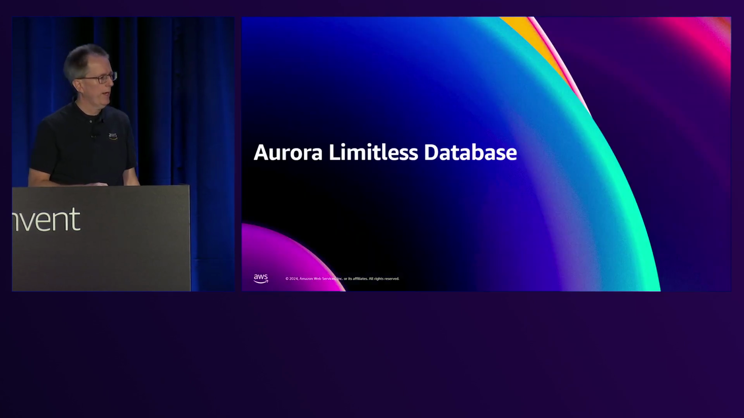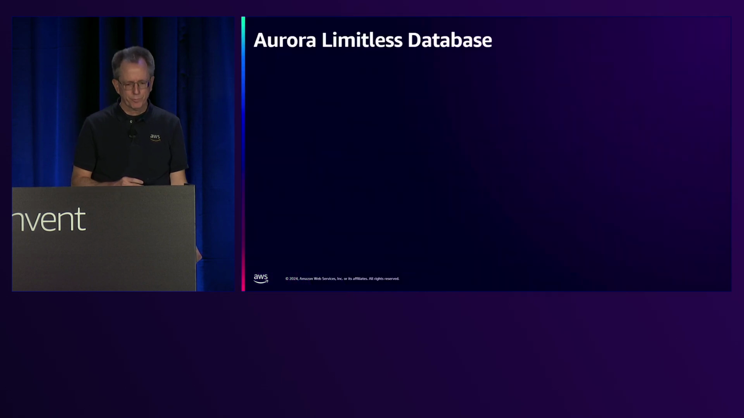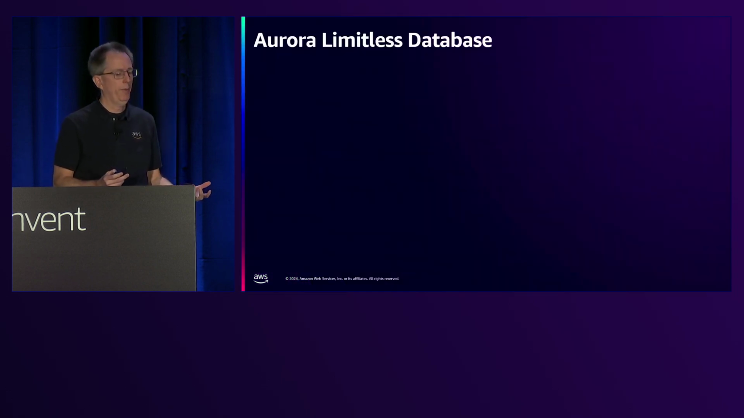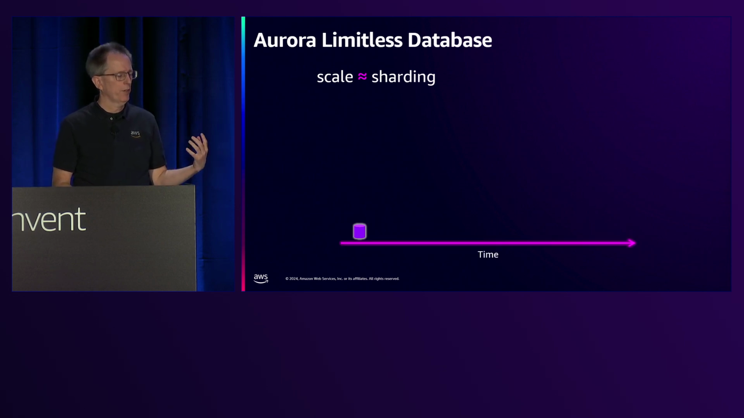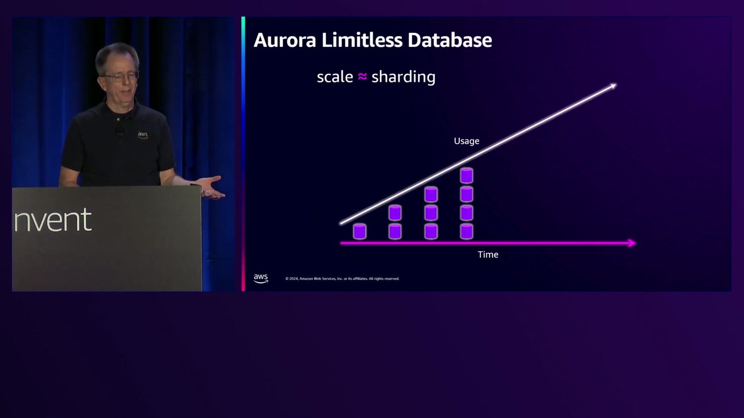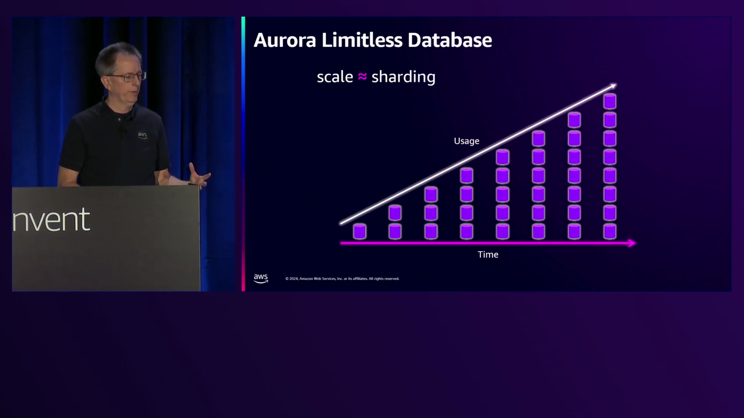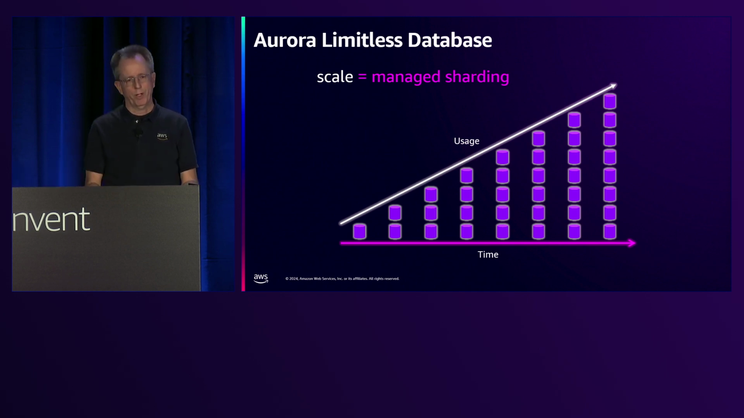Now the other feature that we announced last year at re:Invent, and GA just before this re:Invent, is our Aurora Limitless Database. So what is Limitless Database all about? Well, a lot of folks know that to scale out, a lot of times you need to use sharding, right? And that is something I agree with. You start with one database, and over time, as your usage grows, you do sharding, and you start splitting into multiple shards. But guess what? As you get a lot of shards, that's a lot of stuff, right? And so for me, really, scale means managed sharding, and that's what we're doing with Limitless Database. We're trying to make sharding easy.